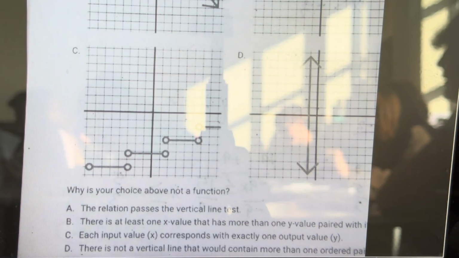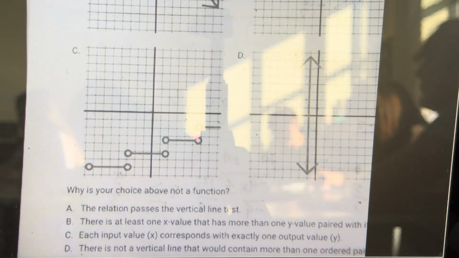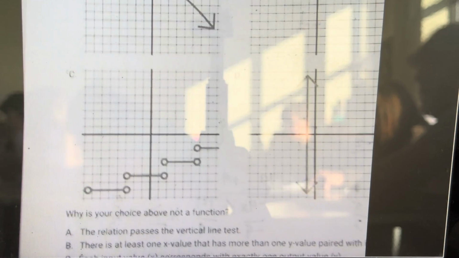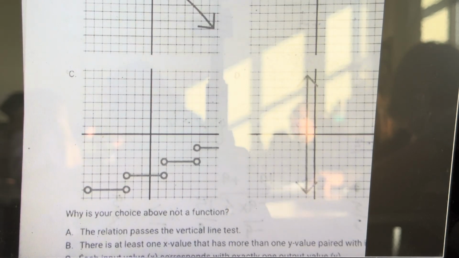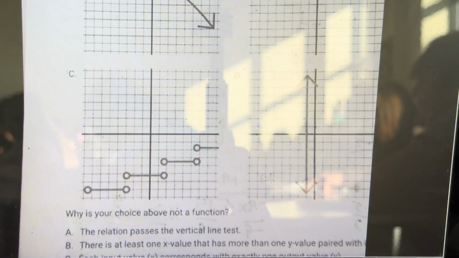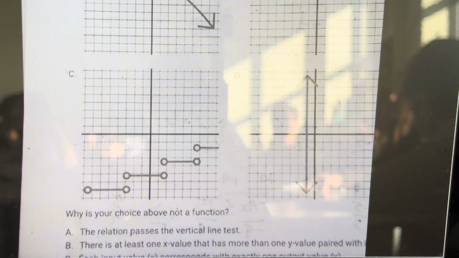Number 12. We're getting to our functions. Is this a function? Which one is a function? All of them but D. A, C, D. So we're looking for one that does not show a function. So, C and D. C doesn't show a function. You just need one. D.